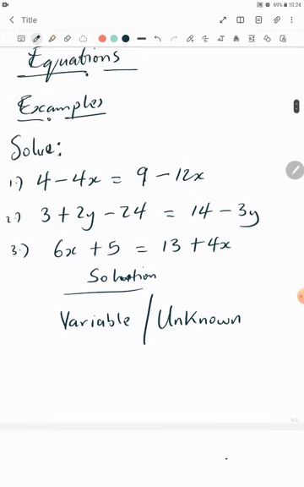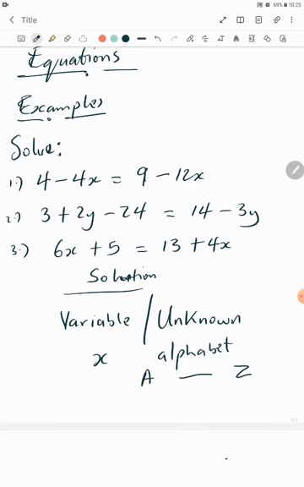Look at example 1 here. In example 1, we have 4 minus 4x on the left hand side. On the right hand side, we have 9 minus 12x. The unknown or the variable in that equation is x. X is that variable. The letters of the alphabet are usually used as the unknown in an equation. It can range from A to Z. Anyone that they put there, they can always use to represent an unknown that you have to find.